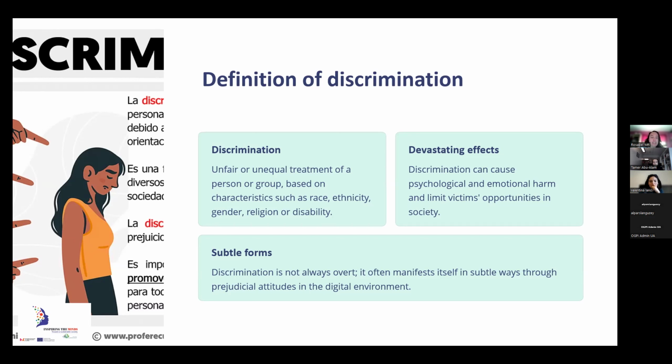So discrimination, again, is not always physical, is not always violence. It's sometimes just a comment in a social network, sometimes just bad words in an online meeting. It's also discrimination with race or ethnicity in movies, in series, in film. So discrimination can appear in several ways that we need to be aware of.